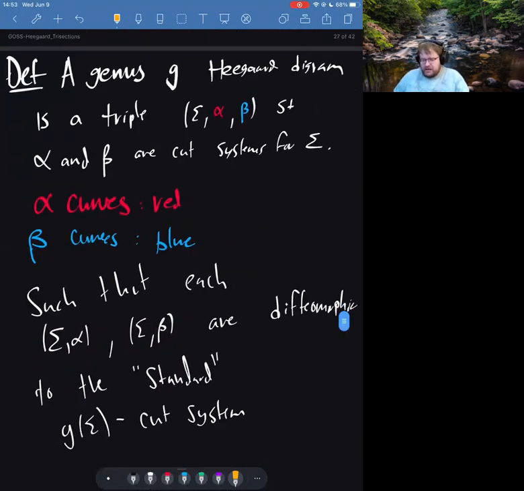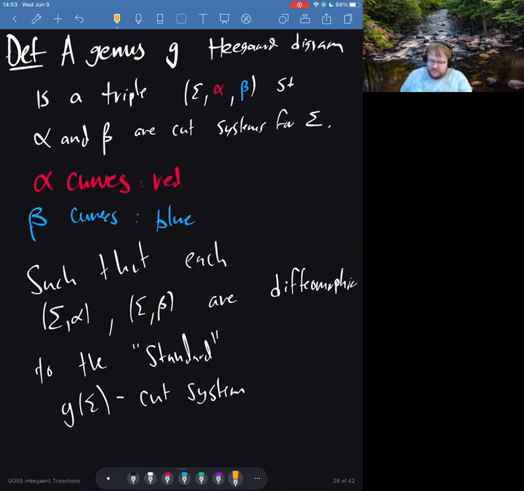So a genus G Heegaard diagram is a triple (sigma, alpha, beta) such that alpha and beta are cut systems for sigma. And conventionally, alpha curves are always drawn in red, beta curves are always drawn in blue. And moreover, these cut systems have to satisfy a standardness condition, right? Each pair, (sigma, alpha) and (sigma, beta), have to be diffeomorphic to the standard genus g sigma cut system.